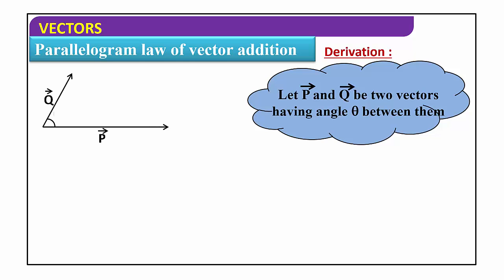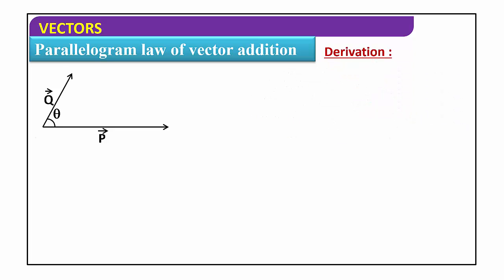You can observe this diagram. We considered two vectors, vector P and vector Q. These two vectors are of the same type and act simultaneously at the same point. You can observe both the vectors start from the same point and have angle theta. The angle between the two vectors is theta.